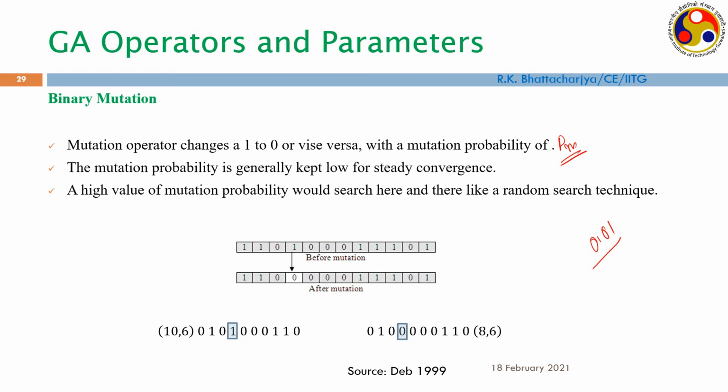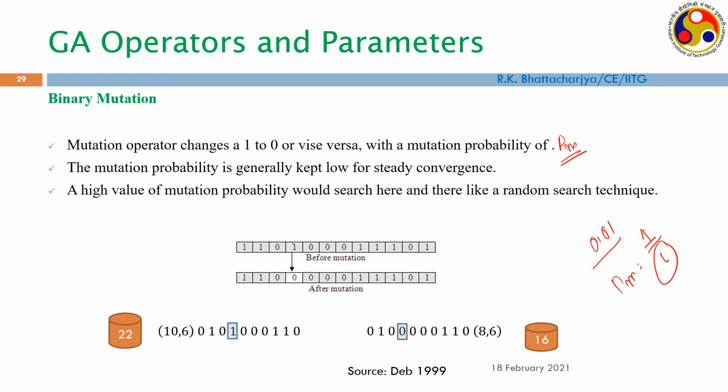Generally, the thumb rule is that PM should be 1 by L, where L is the string length. So if your string length is 10, then the probability is 1 by 10. What does it mean? On average, one bit will be mutated out of your 10 bits in a particular string. So you are taking 1 by L. Now this is an example problem.